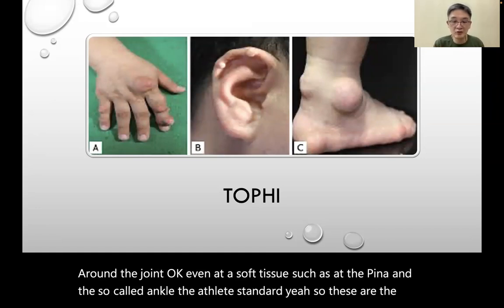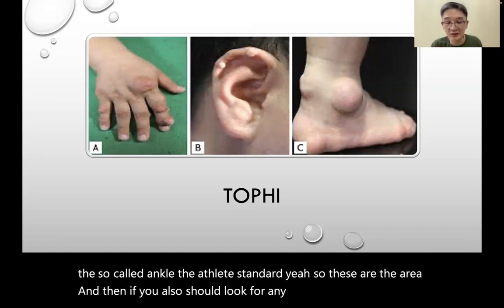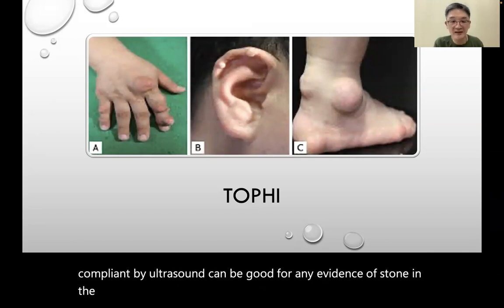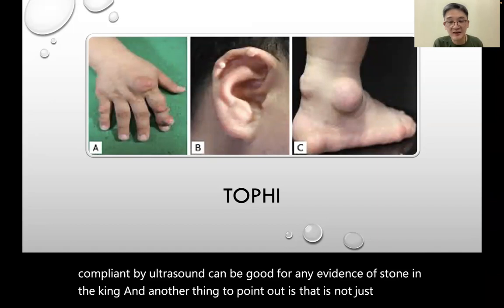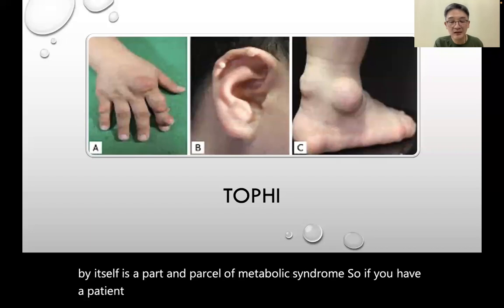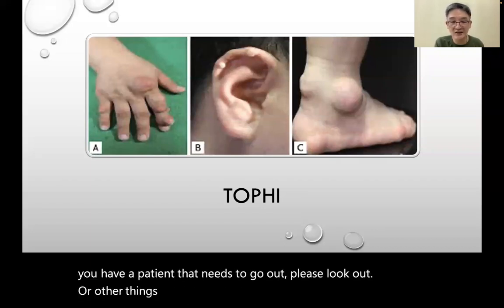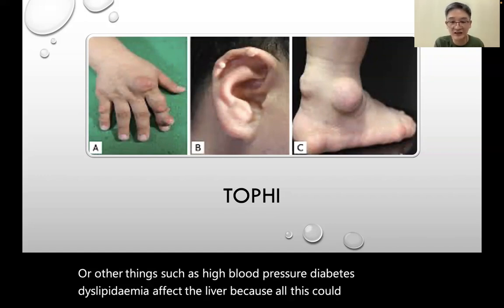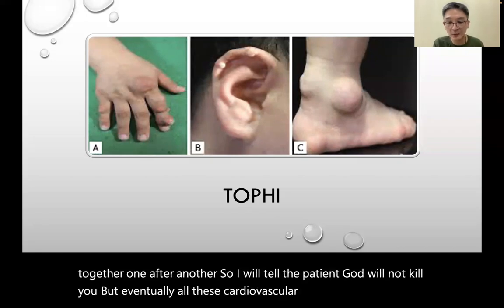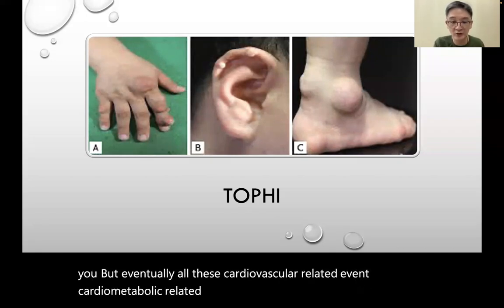You should also look for any evidence of urate calculi by ultrasound KUB, to look for any stone in the kidney. Another thing to point out is that gout is not just a disease by itself, it's part and parcel of metabolic syndrome. So if you have a patient diagnosed with gout, please look out for other things such as high blood pressure, diabetes, dyslipidemia, and fatty liver, because all these come together one after another. I will tell the patient, gout will not kill you, but the eventual cardiovascular and cardiometabolic events may kill you if you do not control all these things.